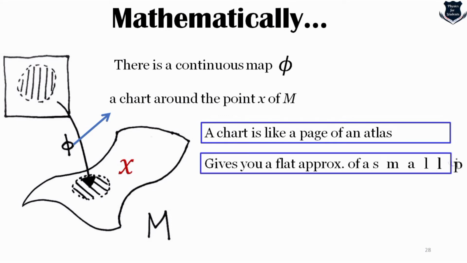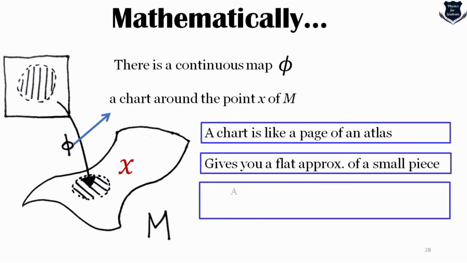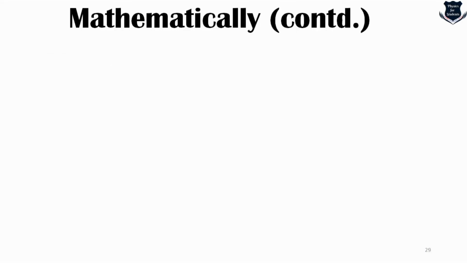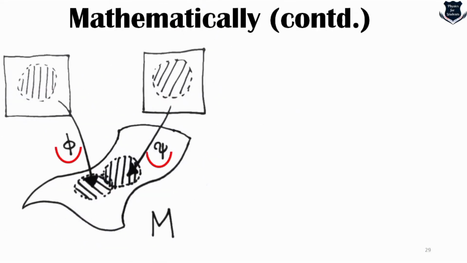It gives you a flat approximation of a small piece, and an atlas consists of individual charts that cover the entire manifold. So a chart gives rise to an atlas, right? Now let us see how we go from this. We take the same chart and try to find these two. You see this phi and psi. We have taken these two functions, and we try to find a point where these two charts intersect.